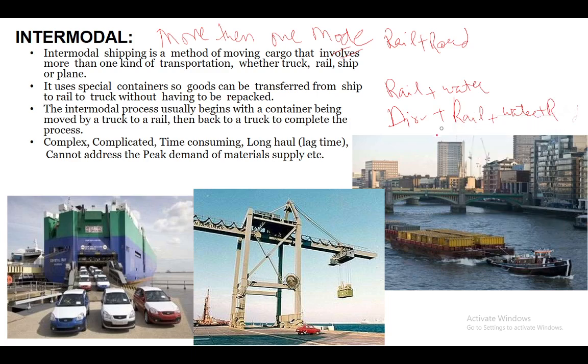Only one problem is there in intermodal: it is quite a complex system. As you can see with this very big crane bridge, it is quite complicated. It also takes a lot of time to handle each and every container from the ship to the railway, and then from the railway to the road. Lag time is basically the waiting time, or the time which is actually lost to handle a single container. Also, through intermodal we cannot address the peak demand for material, foods, and so on.